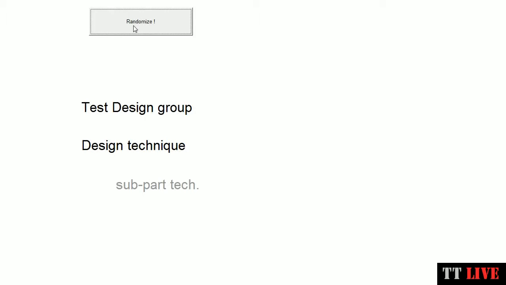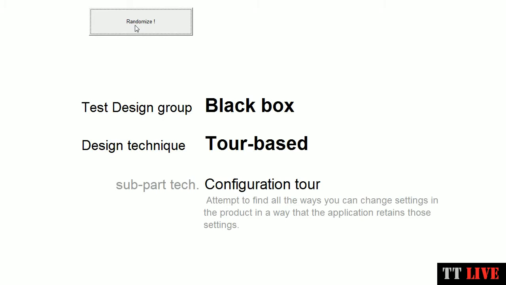better tester. Today we're taking a look at another test design technique that we're going to choose by random and do some hands-on testing with it. So our randomizer gave us a black box testing, it's a tour-based testing, it's a configuration tour. Which means this helps me to find all the ways you can change settings in a product in a way that the application retains those settings, which is the short description from the black book of test design techniques.